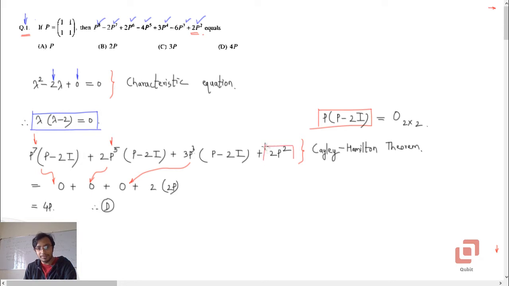2P squared. Now what is 2P squared? First of all, from this again we can write P squared minus 2P equal to null matrix, which means P squared is nothing but 2P, you have to shift this here. So 2P squared has to be 4 times P, which is option D. So we've got the answer by the Cayley-Hamilton theorem, but you should also know how to find a characteristic equation quickly.